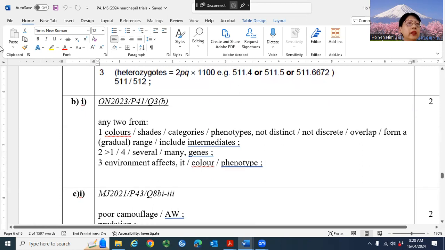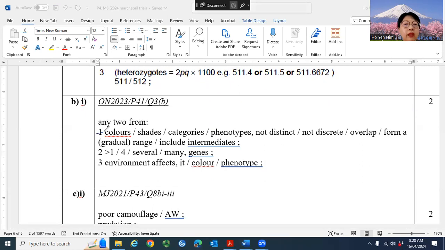So why is it continuous? Because number 1, the colors are not distinct, not discrete, or they are overlapping, or it's a gradual range, or a gradual change. So it's not discrete like the ABO blood group, which is either A, B, AB, or O. Whereas the color is pink or a shade of pink, a darker shade of pink, a lighter shade of pink. So it's a gradual change, it's not distinct. And number 2, it is polygenic. It's coded by polygenes, meaning more than 1 gene.